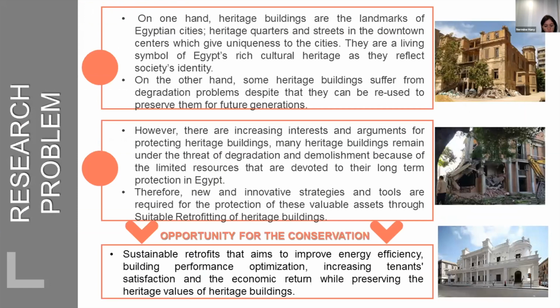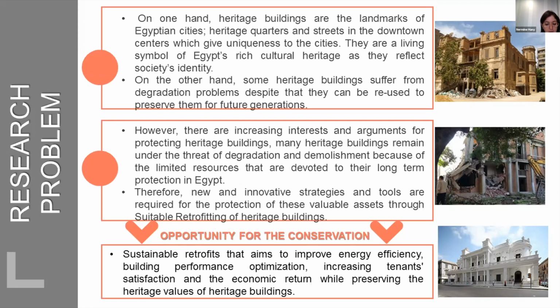The research problem: on one hand, heritage buildings are the landmarks of Egyptian cities, heritage quarters and streets in the downtown centers, which gives uniqueness to the cities. They are living symbols of Egypt's rich cultural heritage as they reflect the society's identity. On the other hand, some heritage buildings suffer from degradation problems, despite that they can be reused to preserve them for future generations. However, there is increasing interest and argument for protecting heritage buildings.